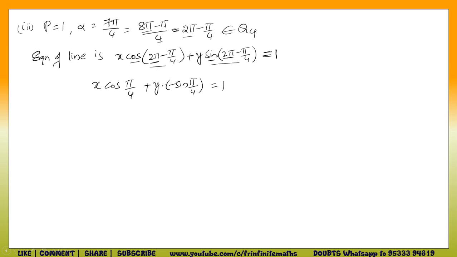So what is the value of cos pi by 4? Cos pi by 4 is 1 by root 2 plus y times of minus sine pi by 4 is minus 1 by root 2 is equal to 1. Now since root 2 is the LCM, I can take LCM as root 2, and if I transpose, this becomes x minus y is equal to root 2. So the answer is x minus y is equal to root 2. So this is nothing but my equation.